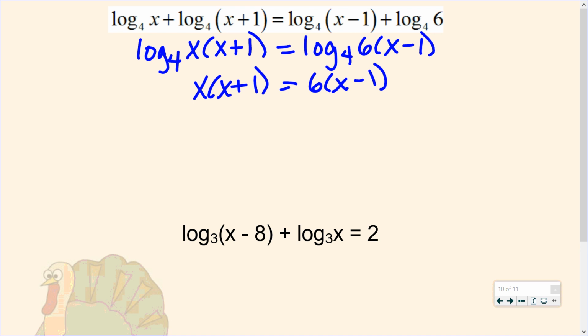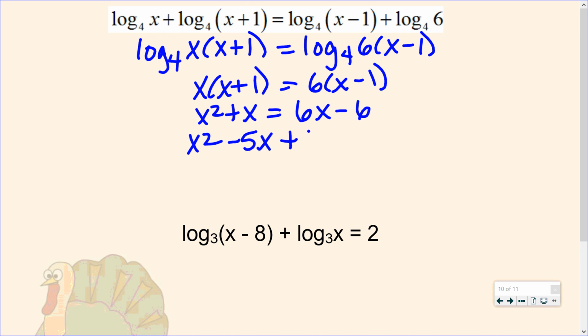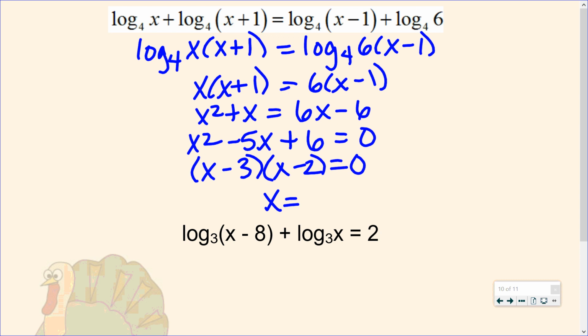So now we can distribute: x squared plus x equals 6x minus 6. This is a quadratic now. So next thing I'm going to do is shift it all over to one side, get it equal to 0. X squared minus 5x plus 6. How does that factor? Negative 3 and negative 2. Okay, so x equals what?